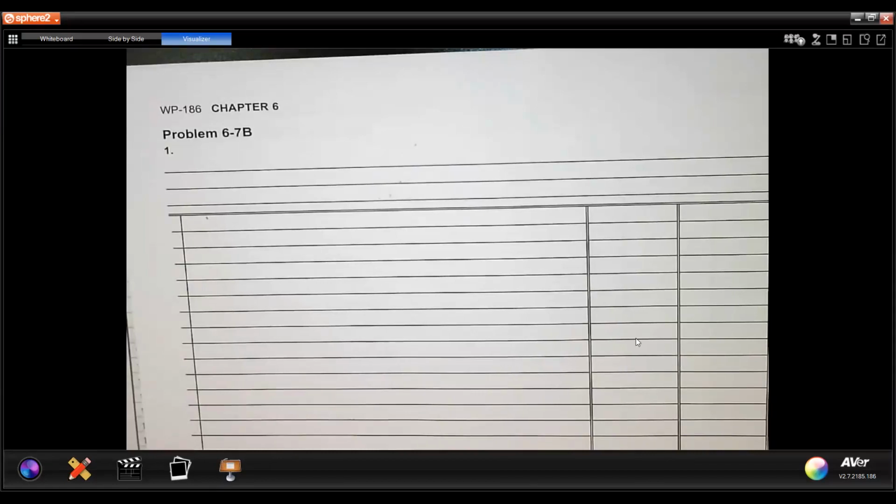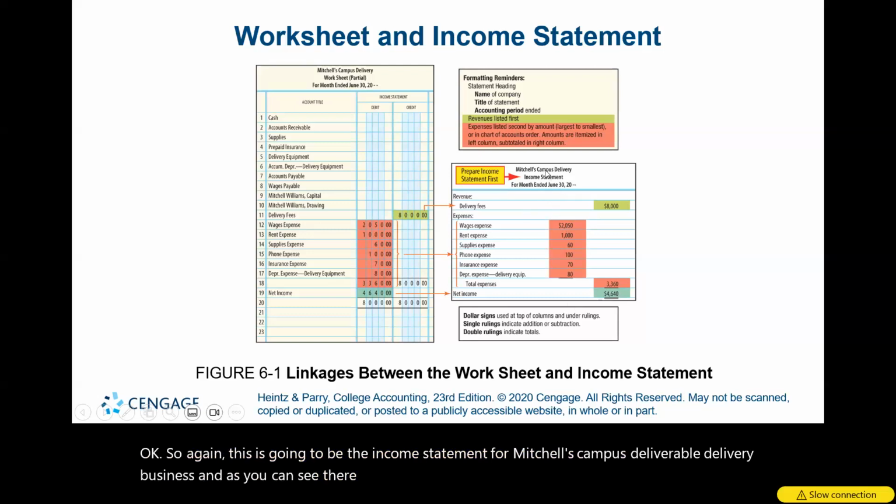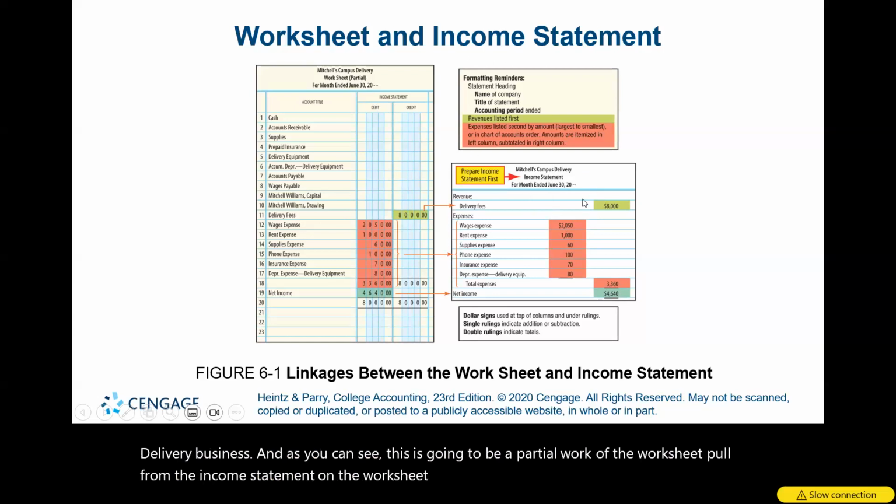Okay, so again, this is going to be the income statement for Mitchell's campus delivery business. And as you can see, this is going to be a partial worksheet. Pull from the income statement on the worksheet. This is going to be how you should fill out a completed income statement. It will look just like this.